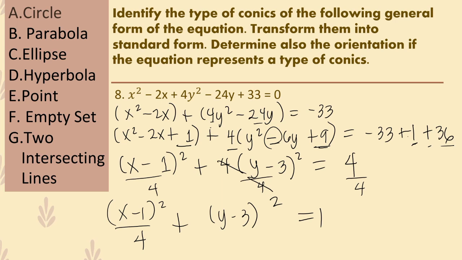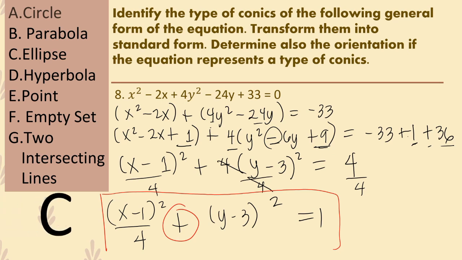So, when it is like this, so this is positive, so therefore, this is an ellipse. And for its orientation, the denominator of x minus 1 squared is 4. And then, the denominator of y minus 3 squared is over 1. So, that one is bigger, the denominator of x minus 1 squared. So, therefore, this is horizontally oriented.